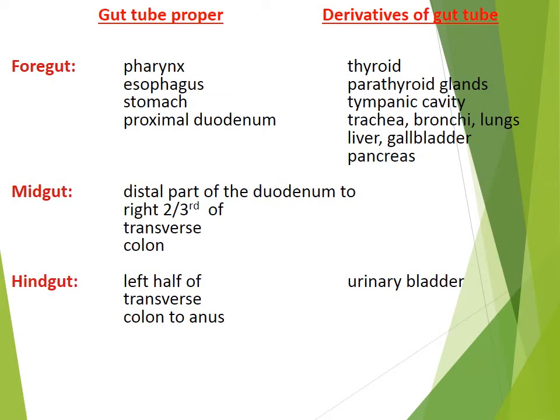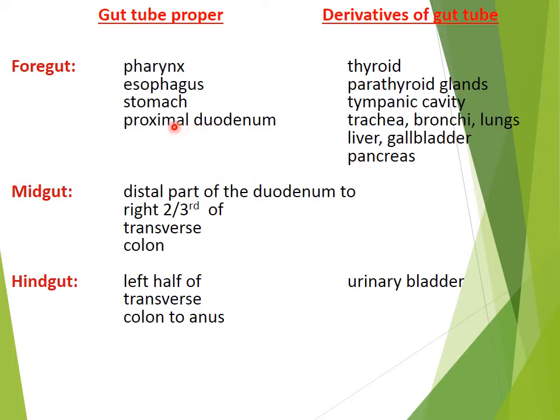So now we are going to divide the gut. As you have seen, it is divided into three parts: the foregut, midgut and the hindgut. The foregut is the portion starting from the respiratory diverticulum to the hepatic diverticulum. The structures derived from the foregut are part of the pharynx, esophagus, stomach and the proximal part of the duodenum till the opening of the bile duct.